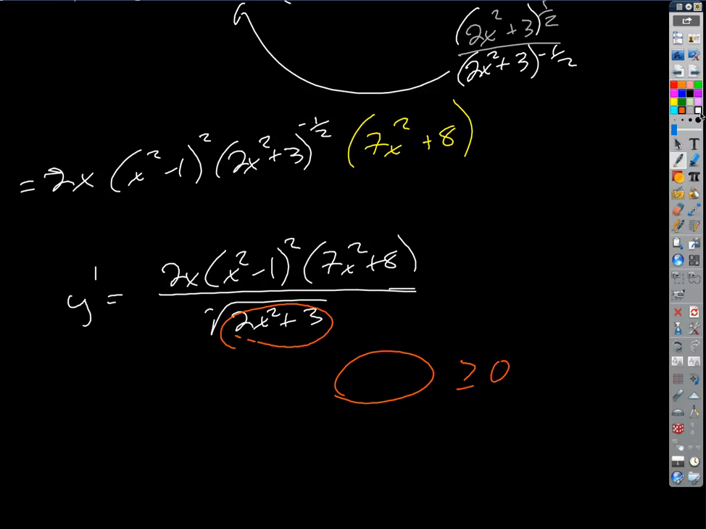Well, what's in the square root? 2x squared plus 3. So if I solve that, I could add 3 to this side and divide by 2. I'd get x squared is greater than or equal to negative 3 halves. Well, that's always true because x squared is non-negative, right?